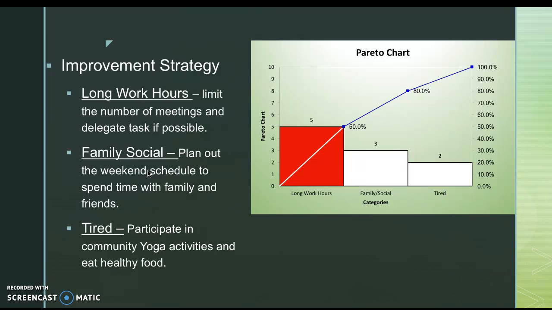Third thing, tired. How I will be able to overcome this category is by participating in community yoga activities or eating healthy food, which will improve my energy within the body so that I'm able to work on my goals.